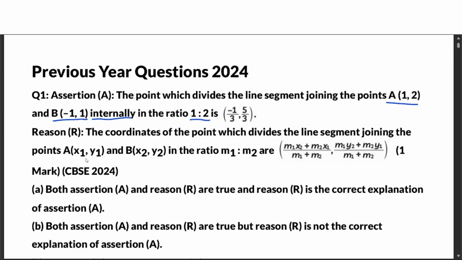And the reason says the coordinates of the point which divides the line segment joining the point A (x1, y1) and B (x2, y2) in the ratio m1 is to m2 are given by the formula m1 x2 plus m2 x1 over m1 plus m2. Same with y, m1 y2 plus m2 y1 over m1 plus m2. It is a 1 mark question. So now the question is which option is correct here, that we have to find.